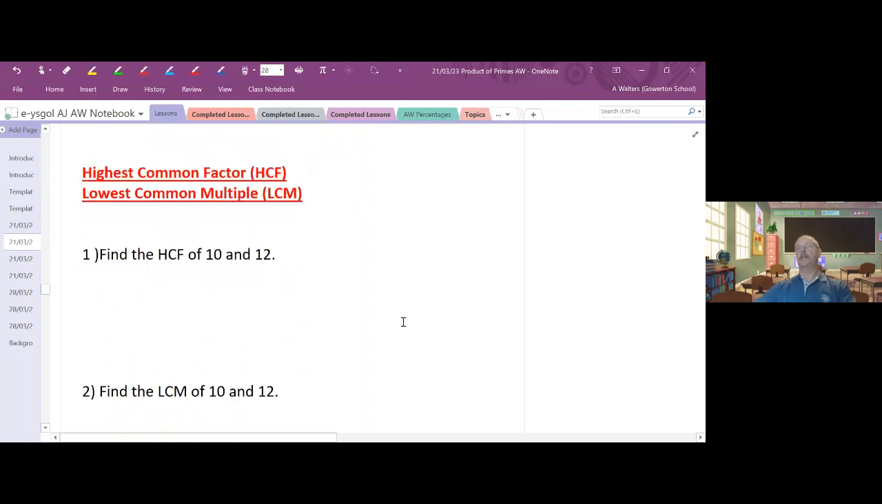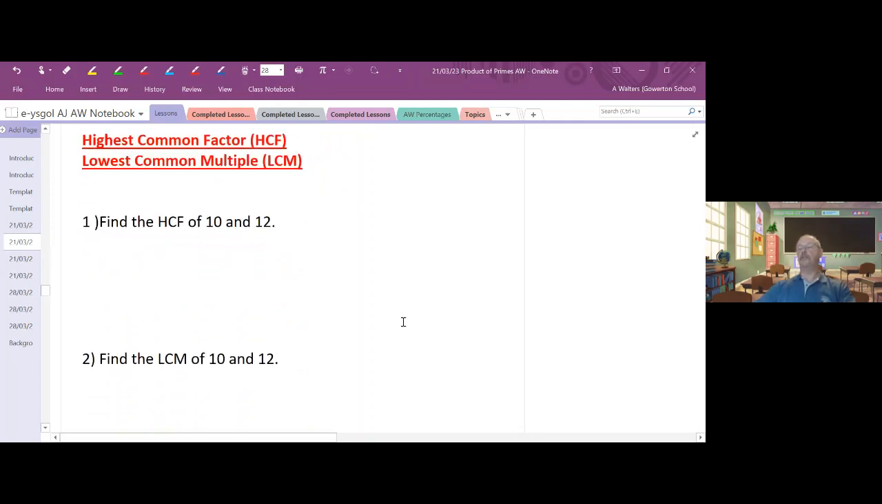We're going to look at these now, highest common factor, lowest common multiple. So I'll just remind you very quickly what you would have done with easier numbers. The highest common factor of 10 and 12, I write the factors down. The factors of 10 are 1, 2, 5 and 10. The factors of 12 are 1, 2, 3, 4, 6 and 12. I would underline the common factors, and then the highest common factor is 2.